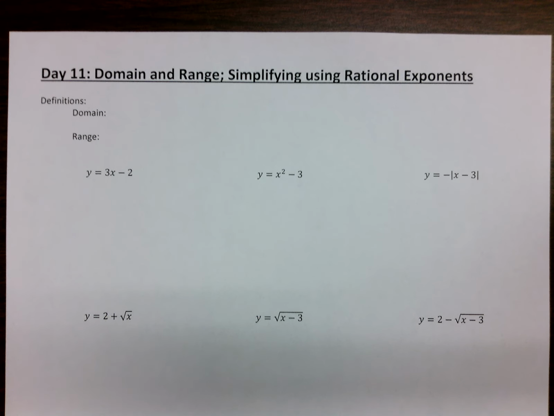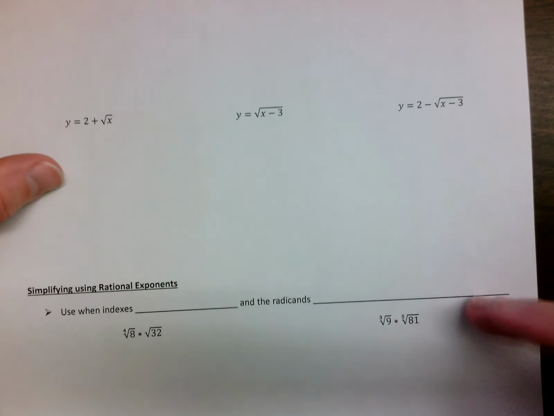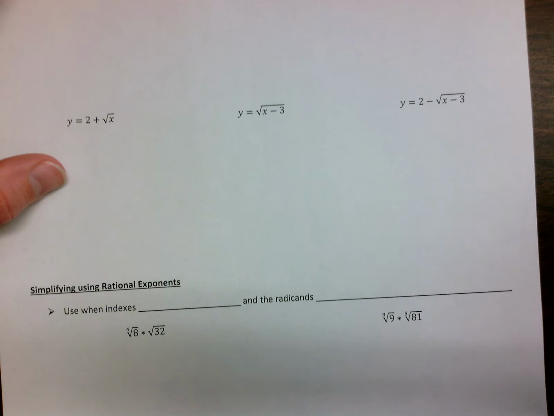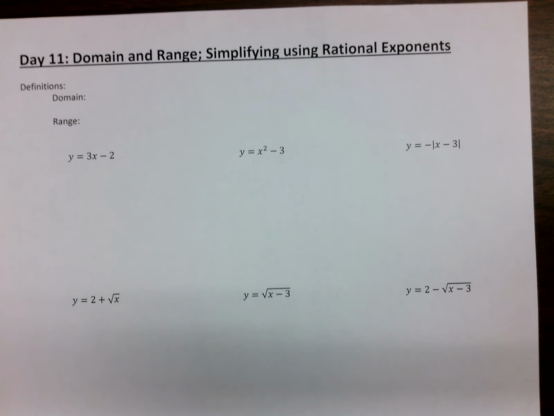All right, so next up, we're going to talk about two sort of disjointed topics. First, we're going to talk about domain and range, and then we're going to talk about simplifying radicals using rational exponents instead of using the radical form. Okay, so first off, domain and range.